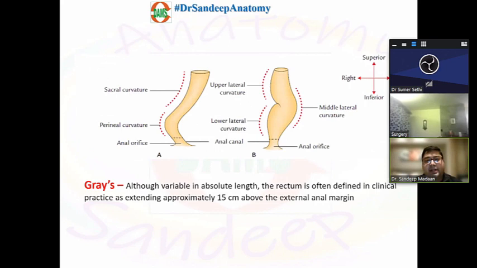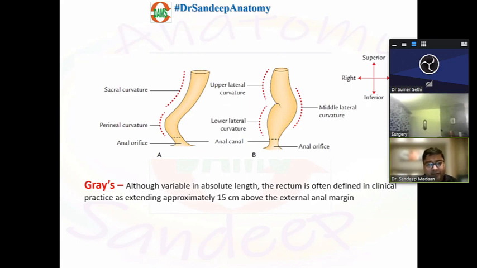Although the name rectum suggests straight, it is not a straight structure. It has curvature both in the lateral direction and the anteroposterior direction. We can see the sacral curve here and the perineal curvature here. It's a curved tube, not a straight tube opening into the anal canal. We also have lateral curvatures: upper lateral, lower lateral, and in between the middle lateral curvature.